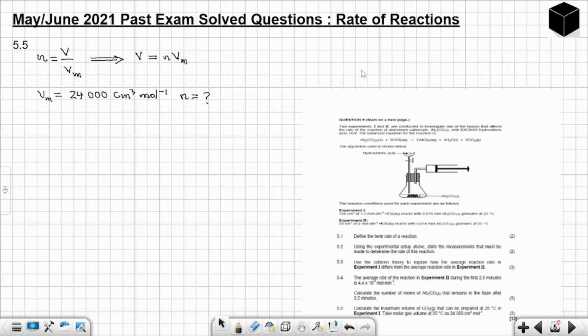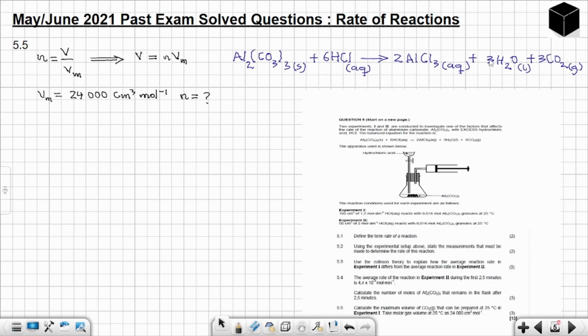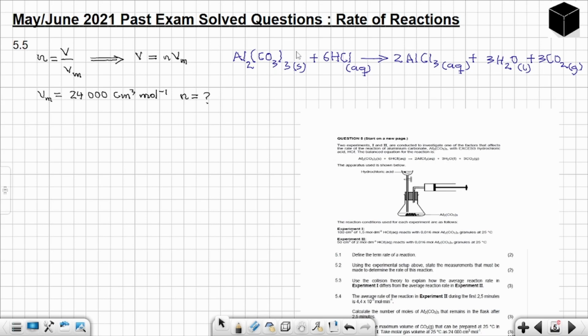Let me get it here in blue. So this is the balanced equation that you are given. Can you see? You are given this number of moles of aluminum carbonate. You want to find the number of moles of carbon dioxide. So you are going to use the coefficient there. There is an invisible one there, and you have 3 there. You are going to use stoichiometry to find the number of moles of carbon dioxide formed. So for 1 mole of aluminum carbonate used up, 3 moles of carbon dioxide is formed.